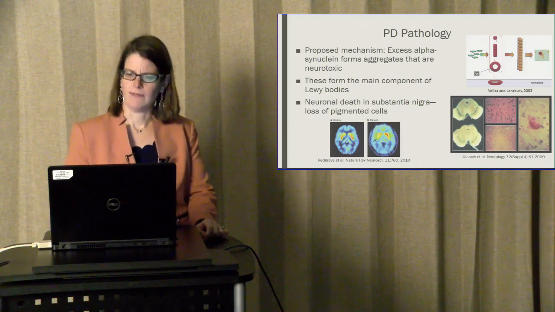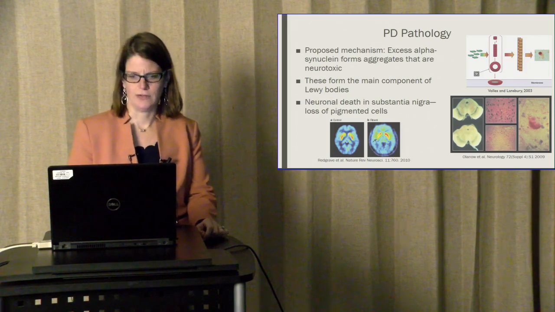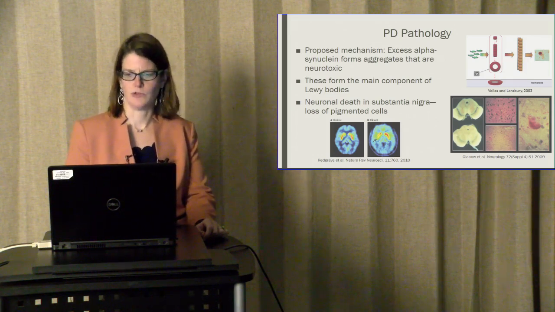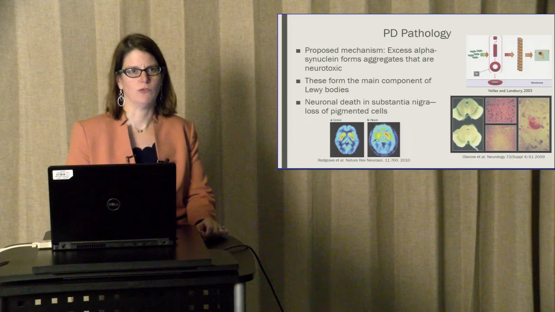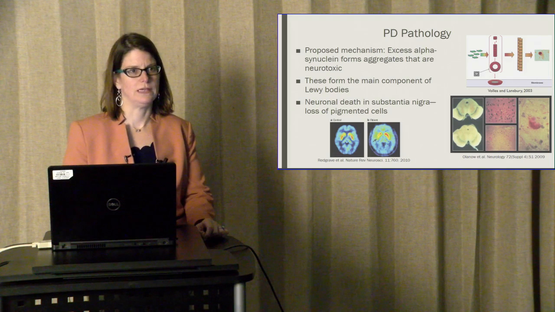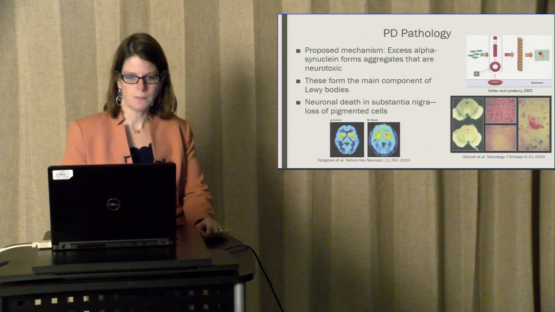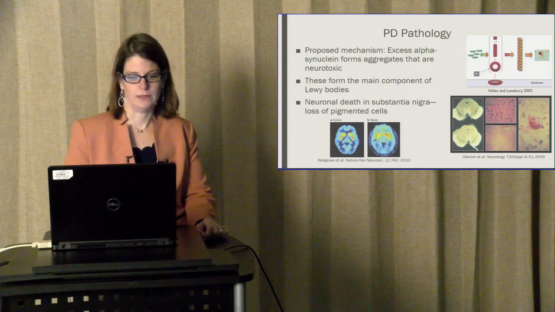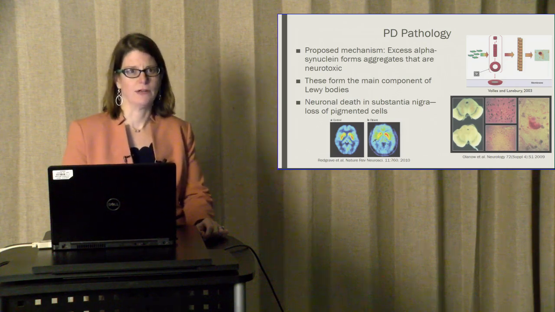And I don't think I have a pointer, but in the top right panel, there are monomeric alpha-synuclein proteins, which then form beta fibrils, which is that red sheet. And then they form fibrils, which leads to the formation of the Lewy body, which is on the far right. And that leads to the neuronal death in the substantia nigra.